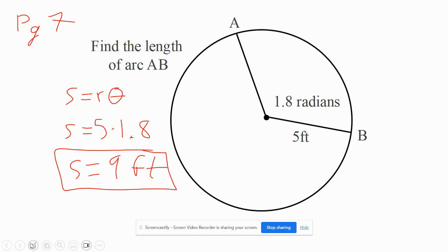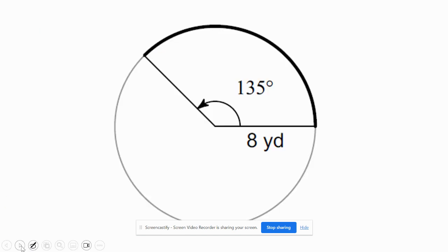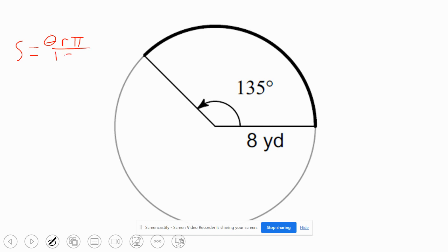Okay, another example. This one is given in degrees. Again, go ahead and pause this video, solve, and then come back. Okay, so going over this, since we're working in degrees, I am going to use the degree formula. So angle measure times radius times pi over 180. Okay, and so when I go to plug in, the angle measure is 135 degrees. The radius is 8. Have that pi and then divide by 180.